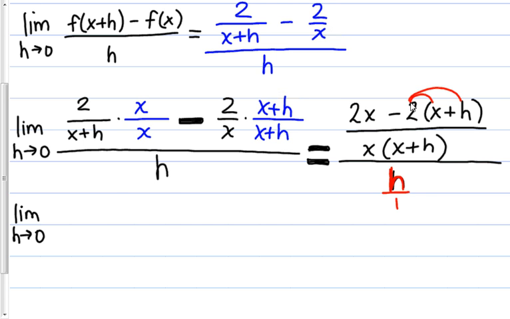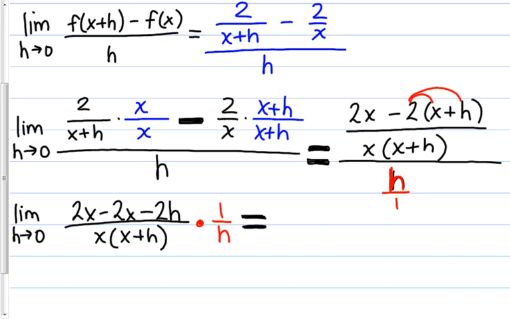Okay, so I have 2x minus 2h, because I distributed the 2, over x times the quantity x plus h. And then I said I had to get rid of that denominator from down there. So I'm going to multiply it by the reciprocal, which is 1 over h. So I'm going to go ahead and simplify because I can see that I have 2x minus 2x. And I'm going to go ahead and rewrite this. Also, I'm going to distribute the x on the bottom. I'm going to distribute this little baby right here.